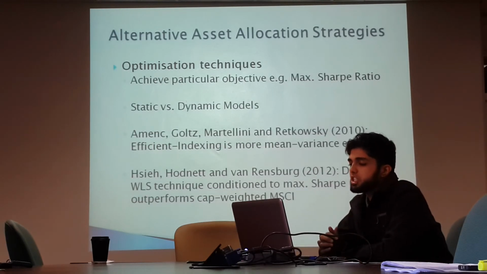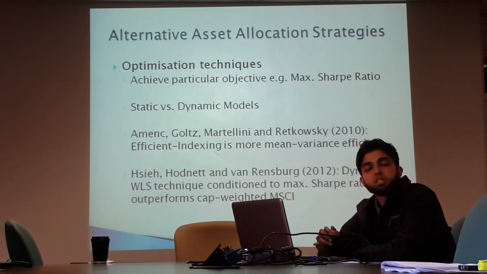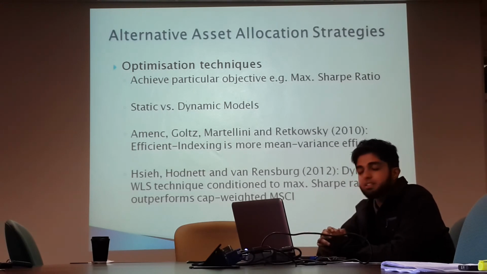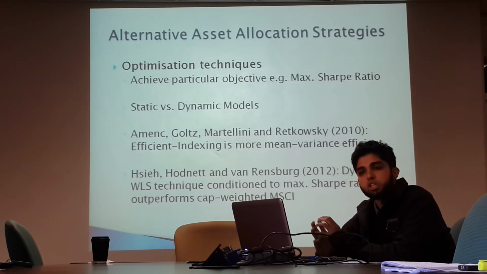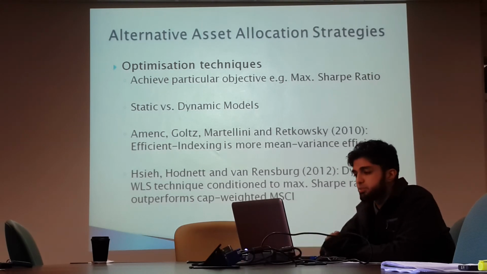And thirdly, we have optimization techniques. Now, optimization-based asset allocation involves identifying the optimal weights that will maximize a particular objective, such as a Sharpe ratio. The two distinct types of optimization techniques are your static and your dynamic models. A static model identifies the weights at the beginning of the period and holds those weights constant throughout the evaluation period, whereas a dynamic model uses rolling time series analysis in order to identify the optimal weights that can be identified and applied in the next period.